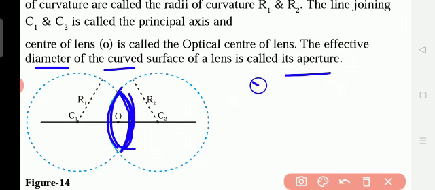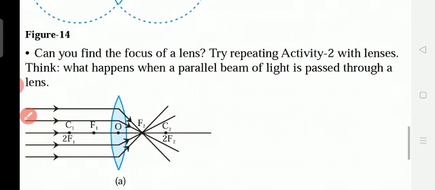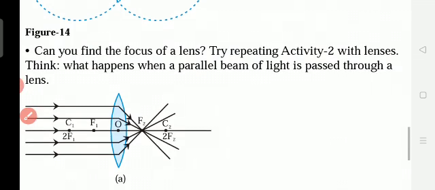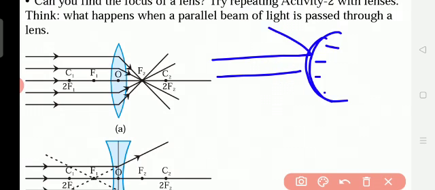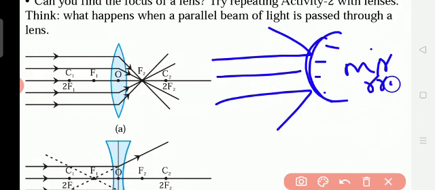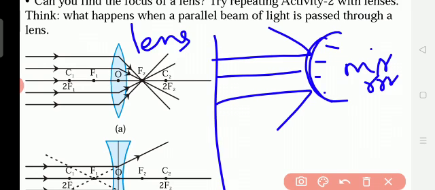So like that, only the curved surface of the concave mirror or convex mirror is called the aperture. Okay, and here one more difference is in the convex mirror. This is the convex mirror. In a convex mirror, the rays are always diverging, taking another direction, not meeting. Okay, and this is the lens. It is the difference.